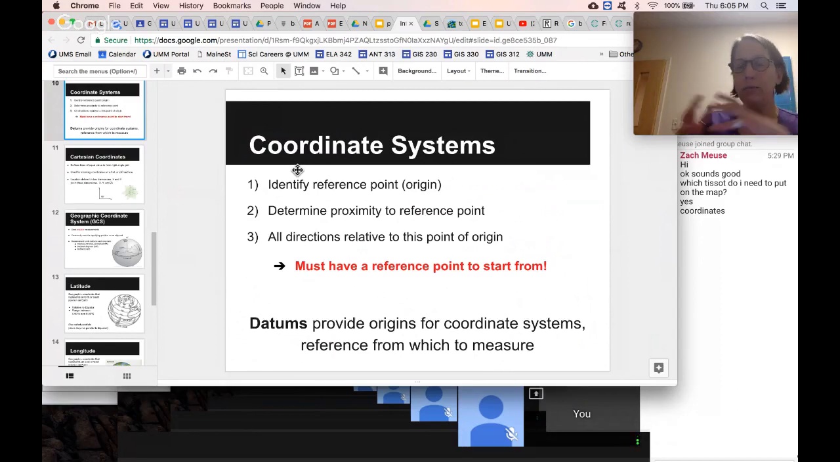Since we're working in 3 dimensions, not only do we need a horizontal reference point, we also need a reference point in the vertical dimension, so the 3rd dimension. And we need some way to determine where we are relative to those reference points, left, right, or north, south, and up, down, and how far you are. So you have to cut each of those lines into gradients. The locations that are origins, the starting points, are known as datums.